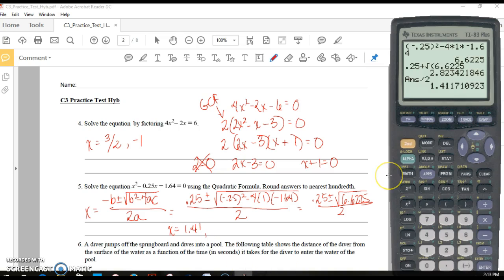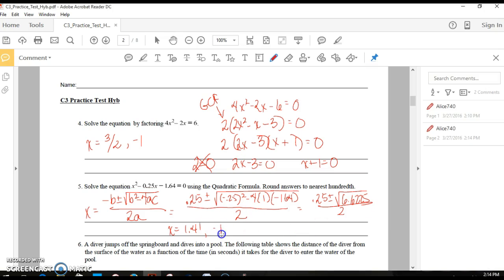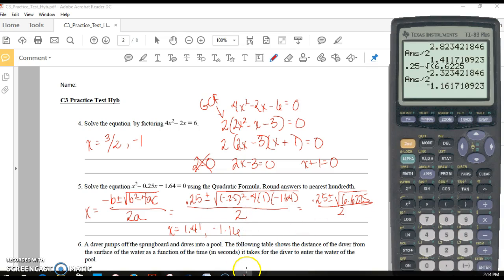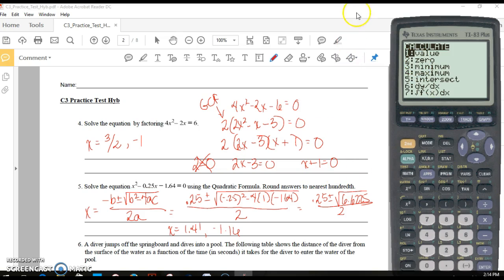Now do it again with the subtraction, so 0.25 minus the square root of 6.6225. Divide that by 2, and I get a negative 1.16. And those are my two terrible answers. You can get this also by graphing it in your y equals and then using the intersect, or well, you could use zero. Zero would be easier, but you'd have to run it twice.